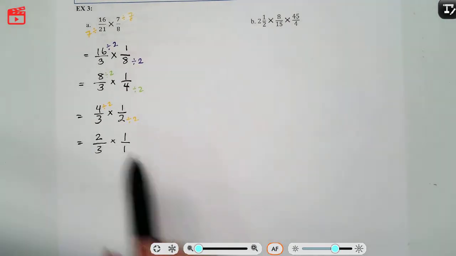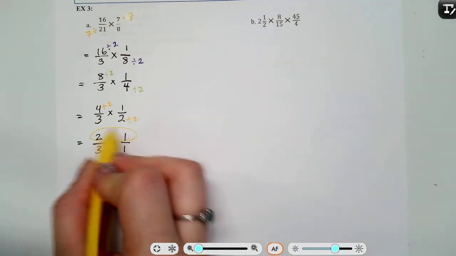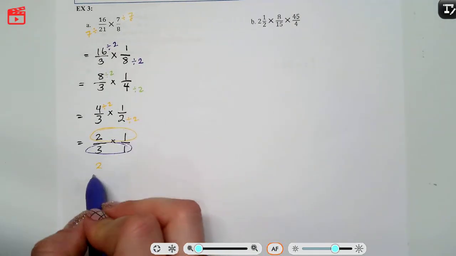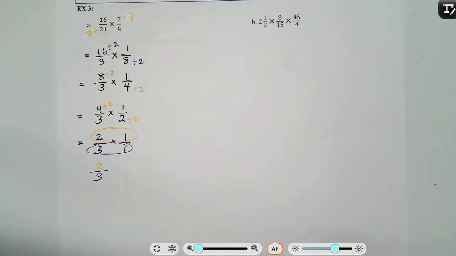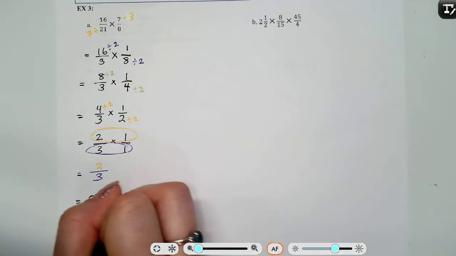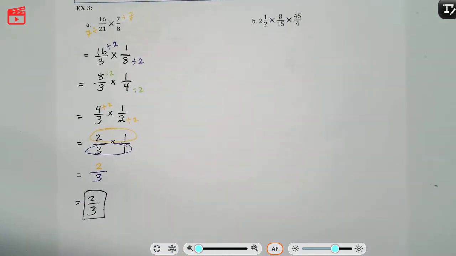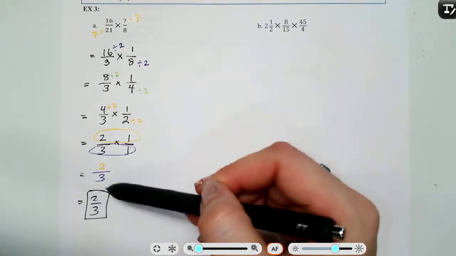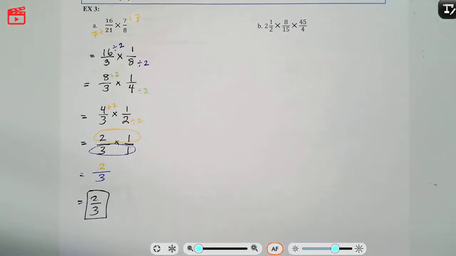Hey, and that's going to be 2 times 1, which is just going to be 2, and 3 times 1, which is just going to be 3. So my answer is 2/3. All right, and notice I lined up my equal signs and I boxed my answer. Alrighty.